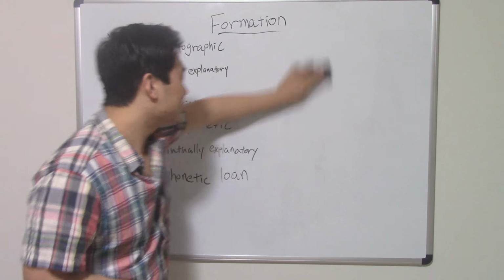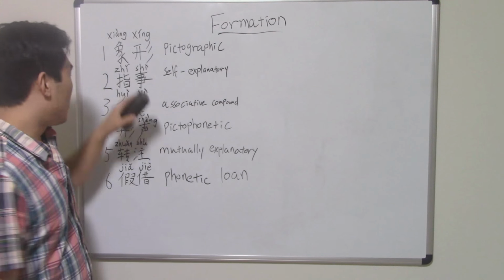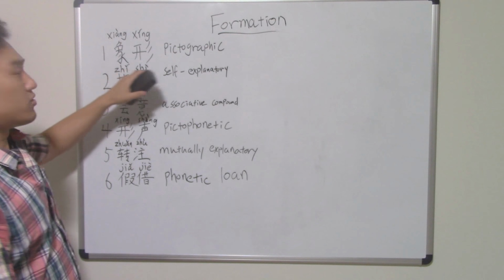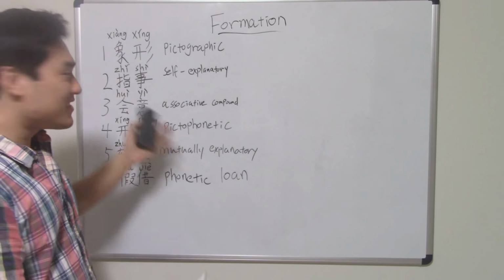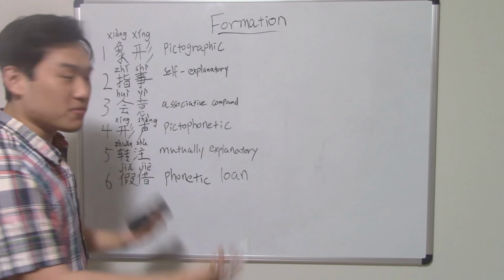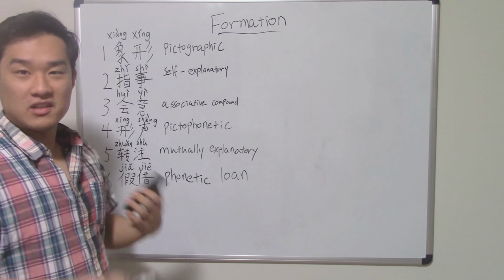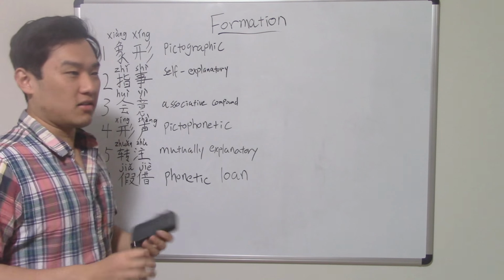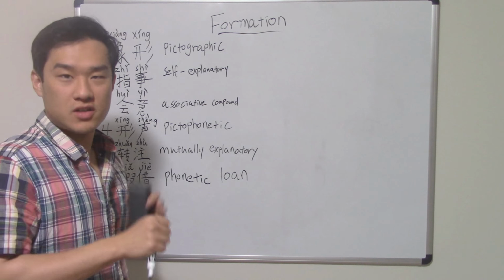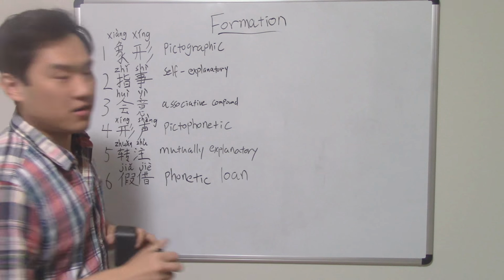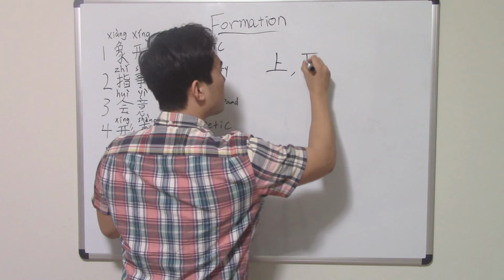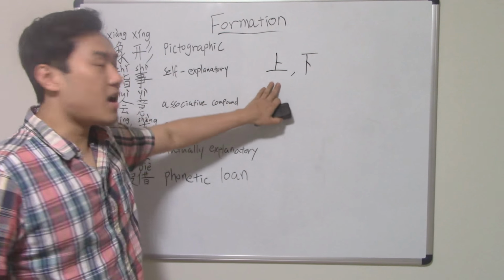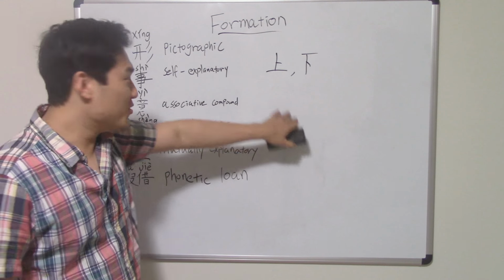That's pretty simple. And then the next one is called 指示, okay? 指示. Self-explanatory, very easy, very simple. I think one of the best examples we can give will be the characters 上 and 下, which mean up and down. That's the word 上, that's the word 下. I don't know, can you tell?